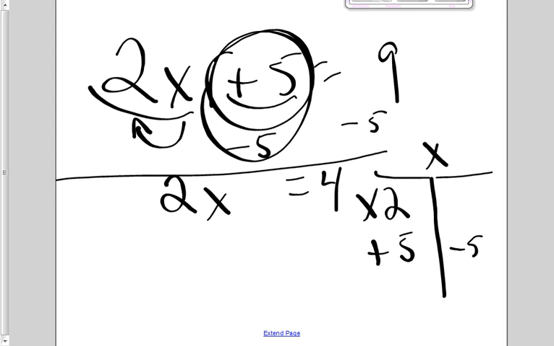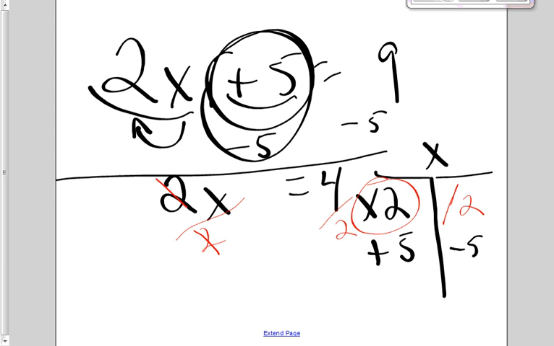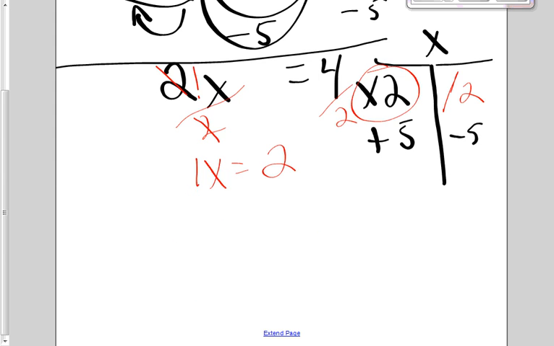And now we see that x was actually multiplied by 2. And so we will do the opposite. We will divide both sides by 2. So let's divide this side by 2 and this side by 2. 2 goes into 2 one time, so 1x is equal to 2. Great.